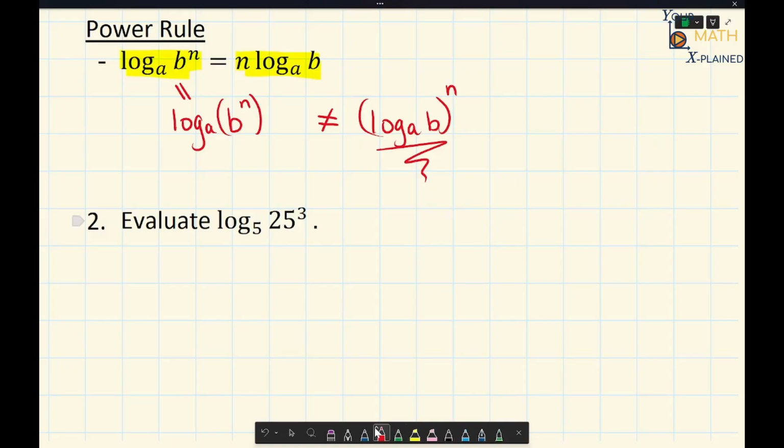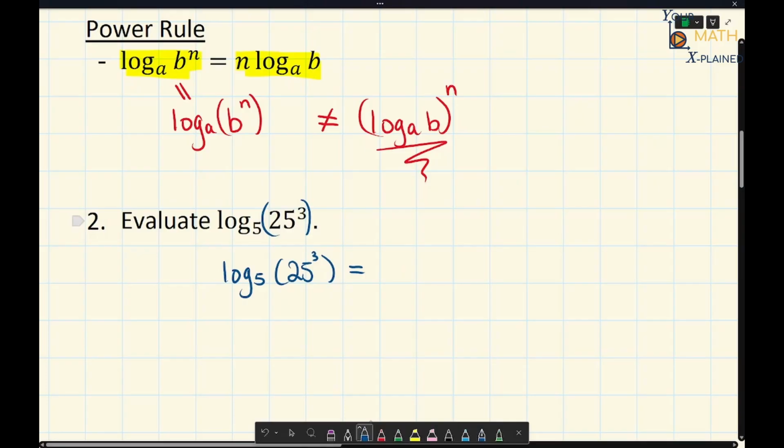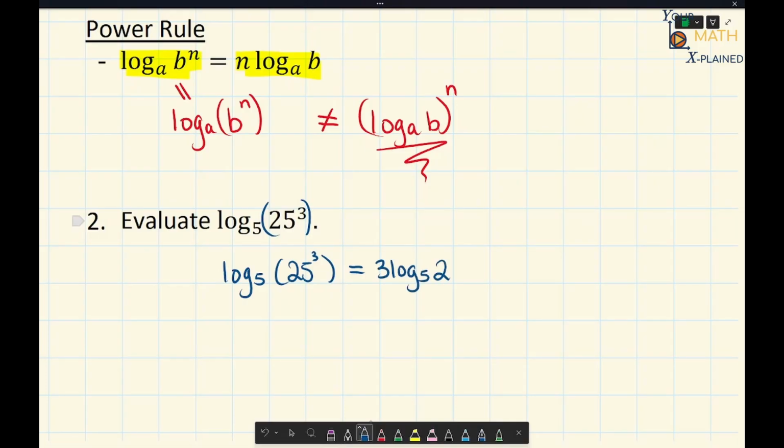So now let's go ahead and use this rule to evaluate log base 5 of 25 to the power of 3. So here, essentially, we have 25 to the power of 3 in brackets. And of course, we don't want to do 25 to the power of 3 because that turns out to be a really large number. So applying the power rule here will simplify this. The power rule tells us that if we have log base 5 of 25 to the power of 3, we can actually go ahead and bring the exponent in front of the log.